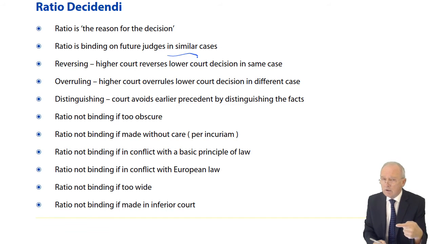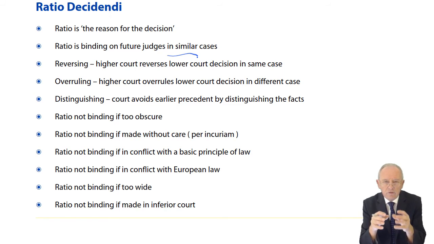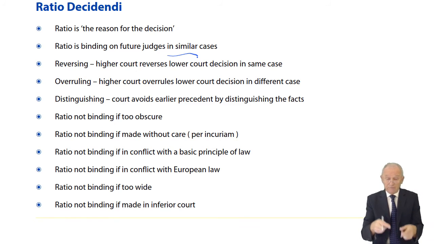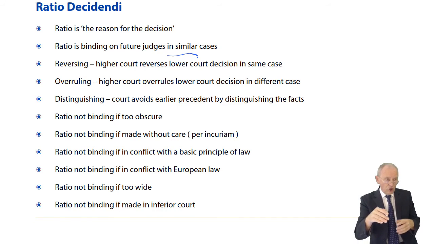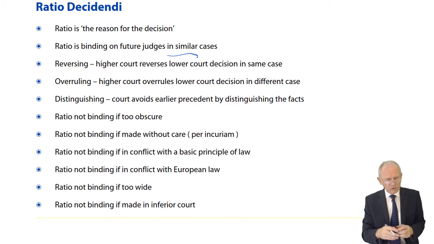We go higher to the next level, and the Court of Appeal looks at the High Court's decision and says, no, we think that's wrong, we're going to reverse it. So it's a higher court, same case. Overruling is again the concept of a higher court, so we're in the Court of Appeal, and the Court of Appeal is looking at an earlier decision from the High Court and says, no, we're going to overrule that earlier decision. Not the same case, different case. And so reversing: same case, higher court. Overruling: different case, higher court.